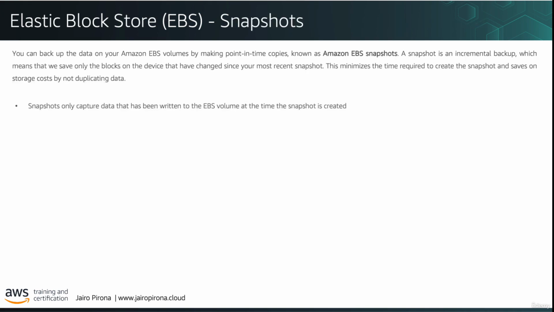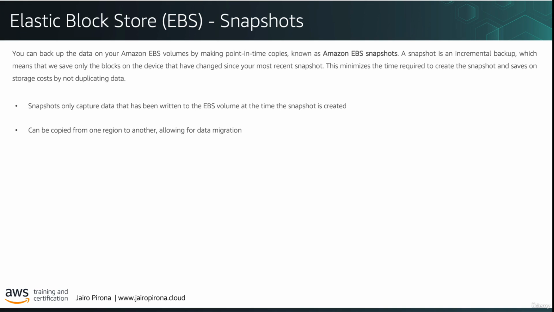However, since snapshots only capture data that has been written to the EBS volume at the time the snapshot was created, if there is data that has been cached by applications or the operating system itself, it will not be included in the snapshot. Therefore, AWS recommends detaching the EBS volume before taking the snapshot. If it is a root volume, it cannot be detached. Therefore, in this case, AWS recommends stopping the EC2 instance before taking the snapshot. Also note that snapshots can be copied from one region to another, allowing data migration.